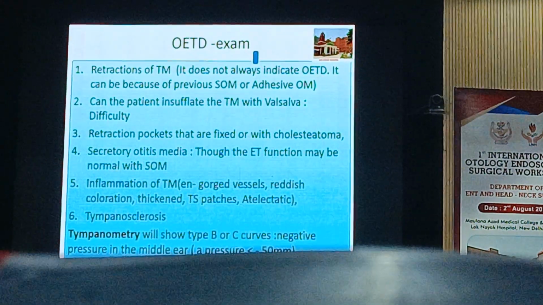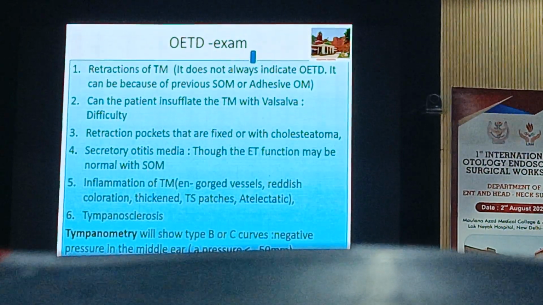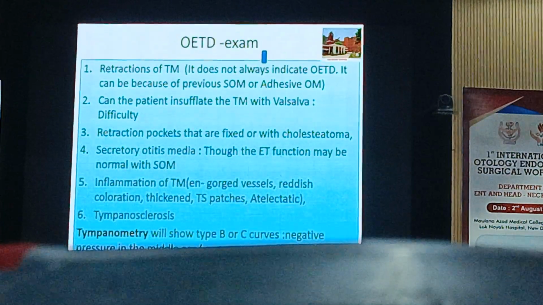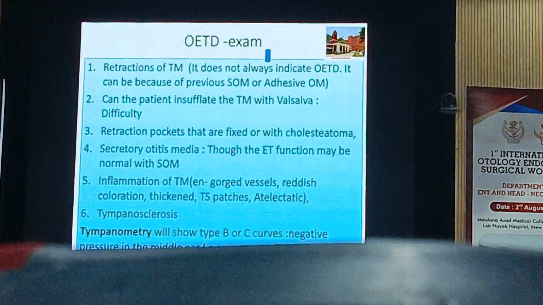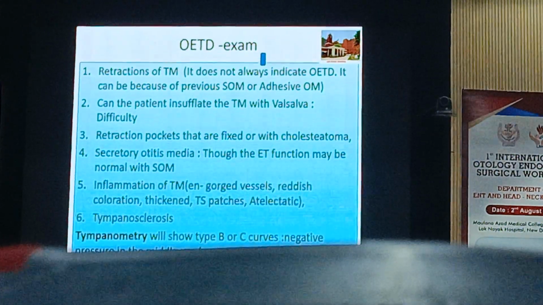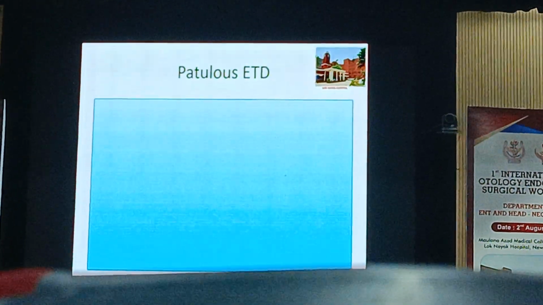So what you have to do is look for retraction of the tympanic membrane. Ask the patient to perform Valsalva. They will have difficulty doing that. You can have retraction pockets on a long-term basis, secretory otitis media, inflammation in the tympanic membrane, and tympanometry will definitely show the findings of retraction.